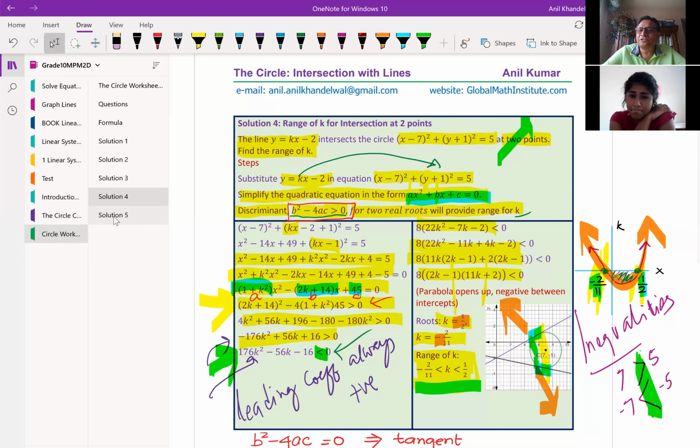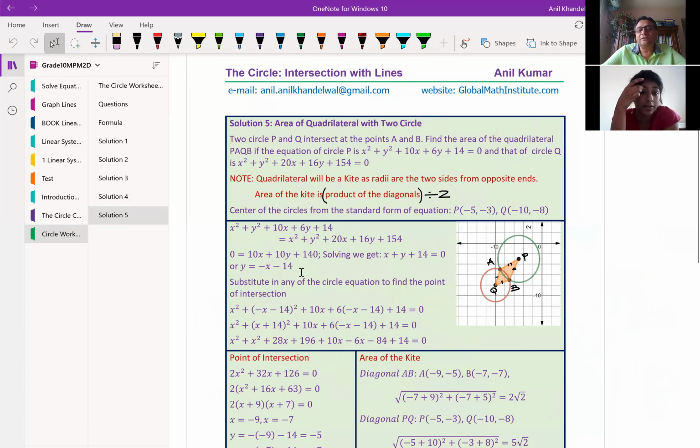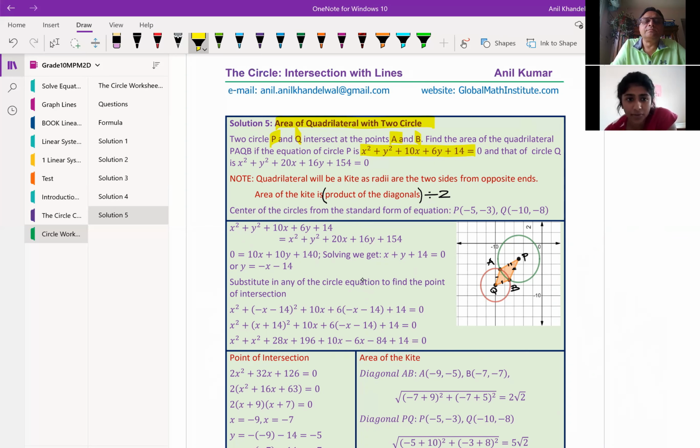So let's move on to the last question, which is, I think, one of the most difficult questions in this particular series. Can you please read question number 5 for us? Area of a quadrilateral with 2 circles. So 2 circles, P and Q, intersect at the points A and B. Find the area of the quadrilateral PAQB if the equation of circle P is x squared plus y squared plus 10x plus 6y plus 14 equals 0, and that of circle Q is x squared plus y squared plus 20x plus 16y plus 154 equals 0.